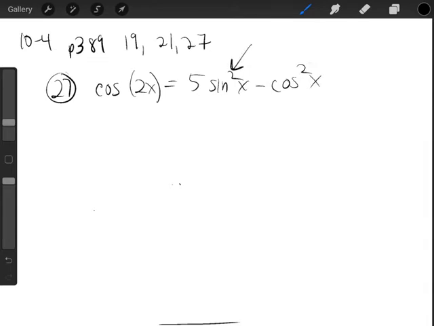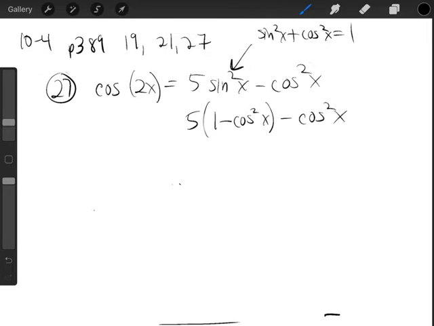So what I look at is the oddball out. This is my only sine, so I'm going to try to change that to cosine. So I know that sine squared x plus cosine squared x is equal to 1. So I know sine squared x is also equal to 1 minus cosine squared x.